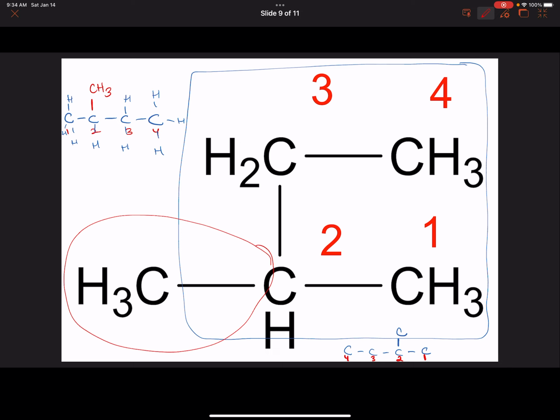So here, the branch is on carbon 2. My other structure, the branch was on carbon 2. This is not a new isomer. It's a valid structure. If you were asked for the isomer, you could draw it that way, and that would count. It's just not a new structure.